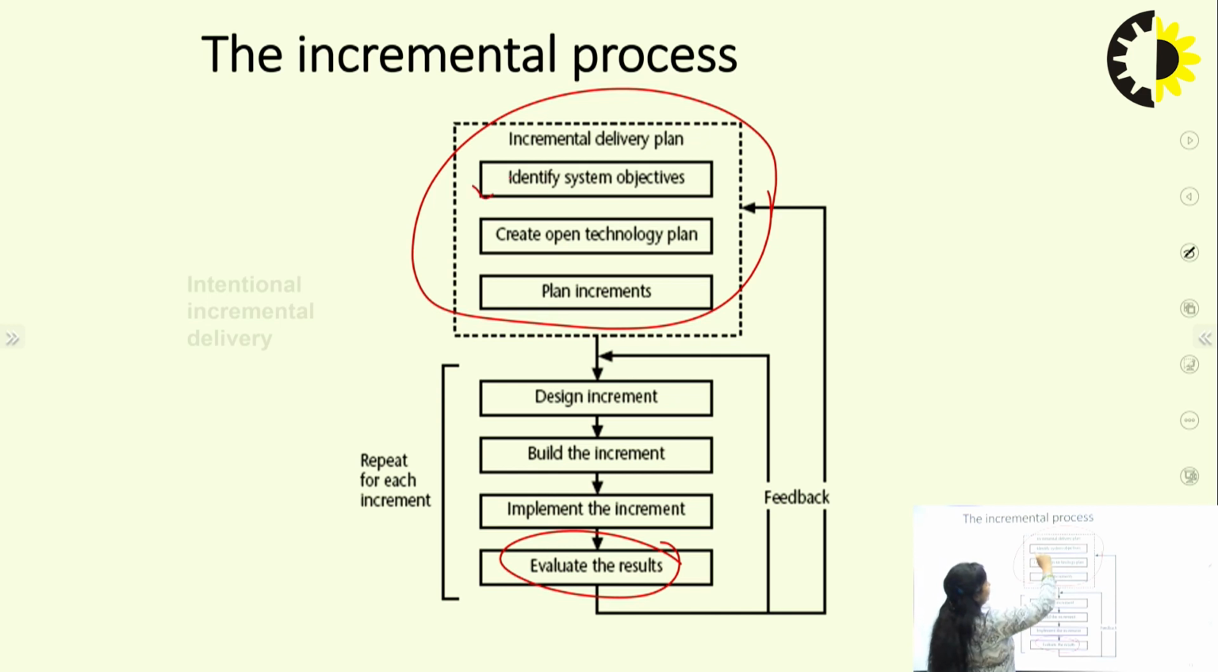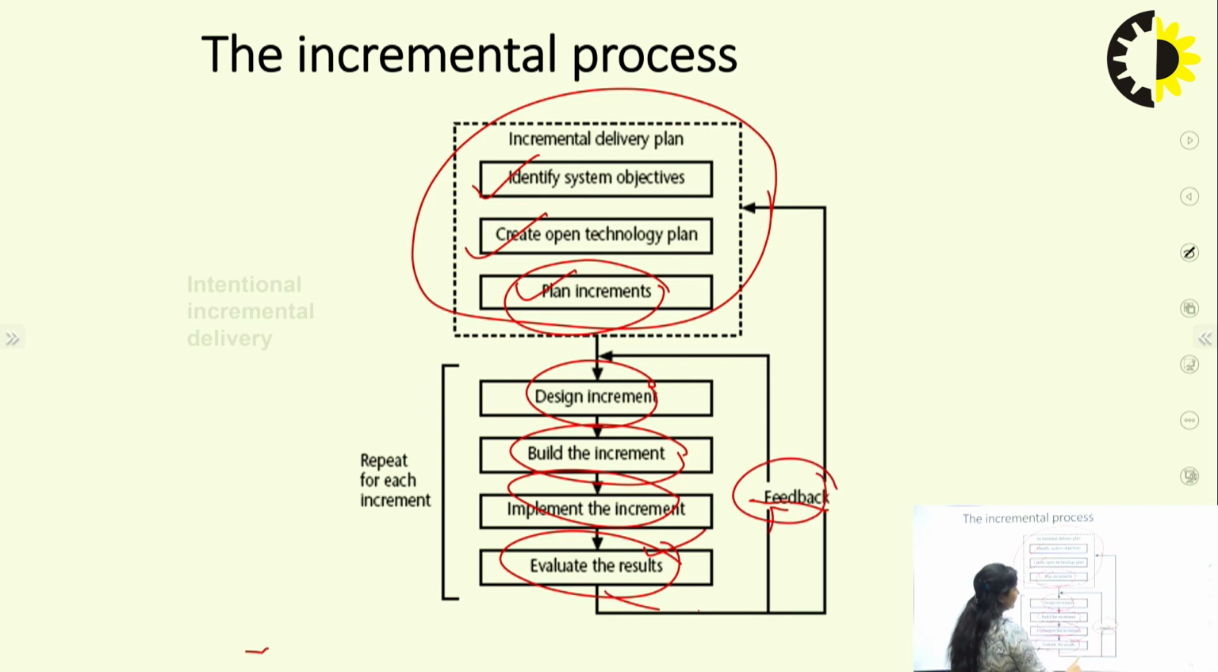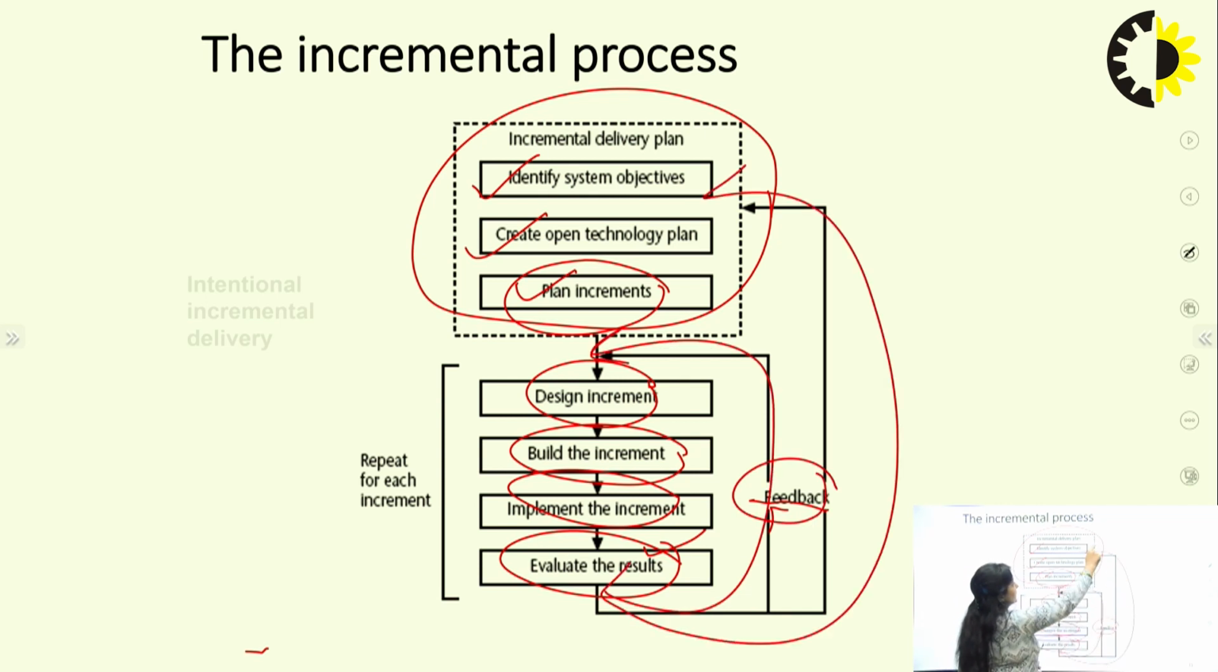For this, we will identify the system objectives. Then we will create the outline technology plan and then we will plan the increments. This will make out the first block. In the second block, after the increments have been planned, we will design this particular increment based on these planned increments. In the incremental model, the first module will be developed. We will implement this increment and then we will evaluate the results. Evaluating the results means we will go for testing and along with it we will also show this to the client. Then the feedback will go to two parts: first to the client and second to the system objectives as well. If we have cleared the feedback from both of these, only then will we proceed further.